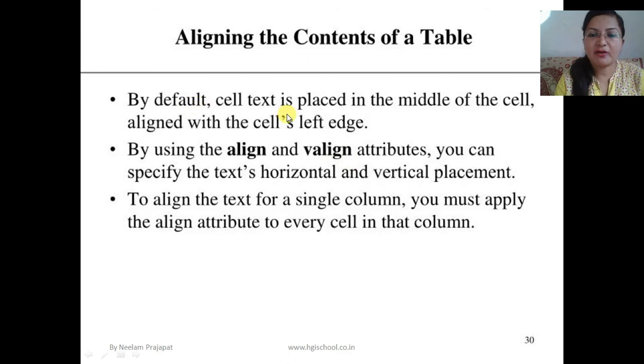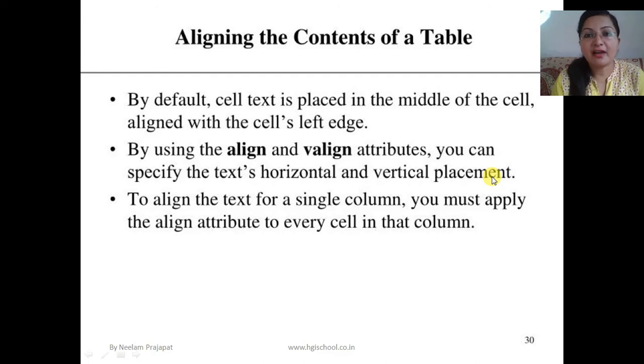By default, cell text is placed in the middle of the cell, aligned with the cell's left edge. Got it? Text will be by default in the middle. Middle means top, middle, bottom. So it will be in the middle as well as always on the left side. By using align and v-align attributes, we can specify the text's horizontal and vertical placement.